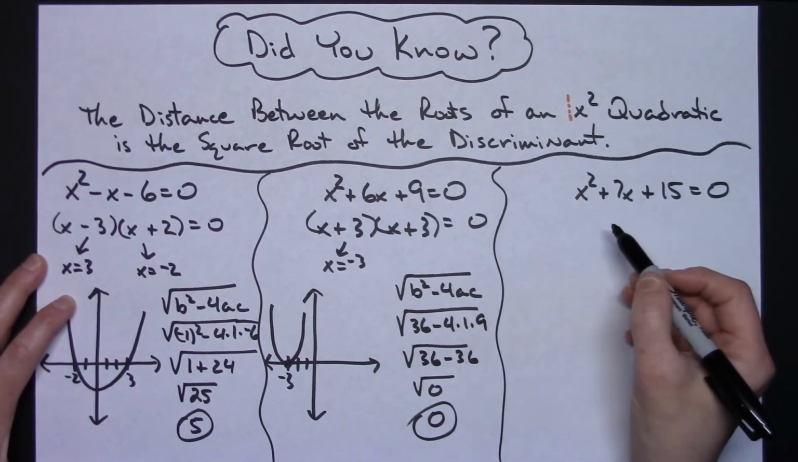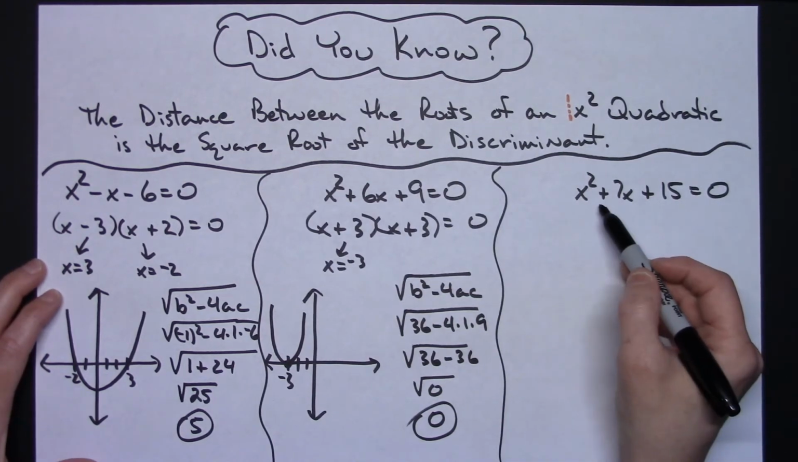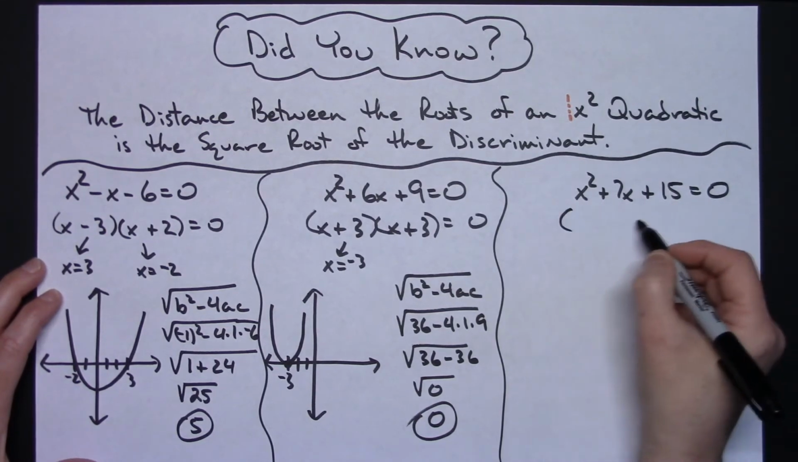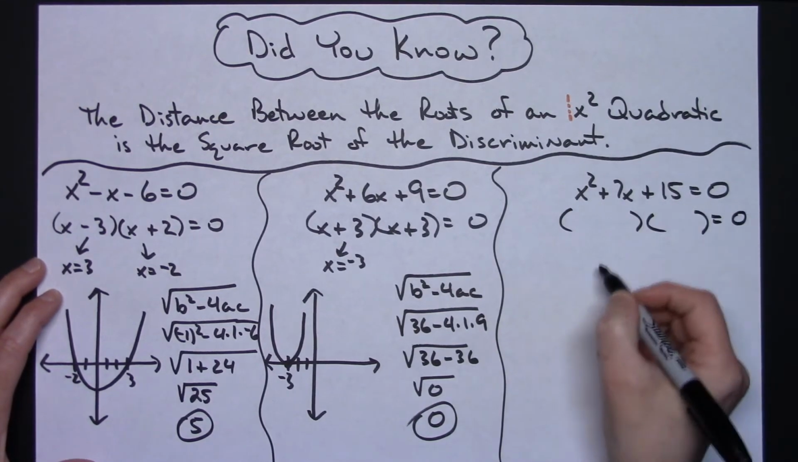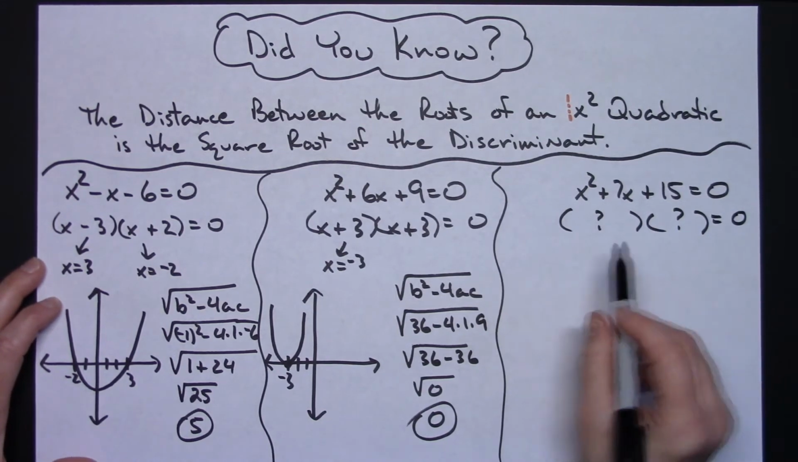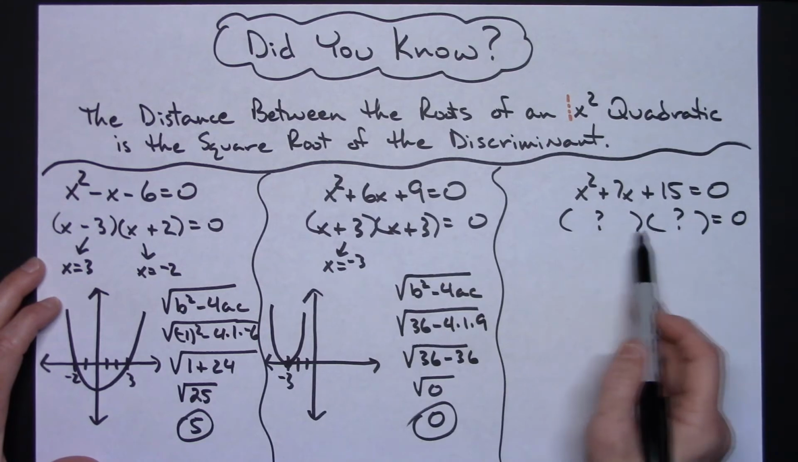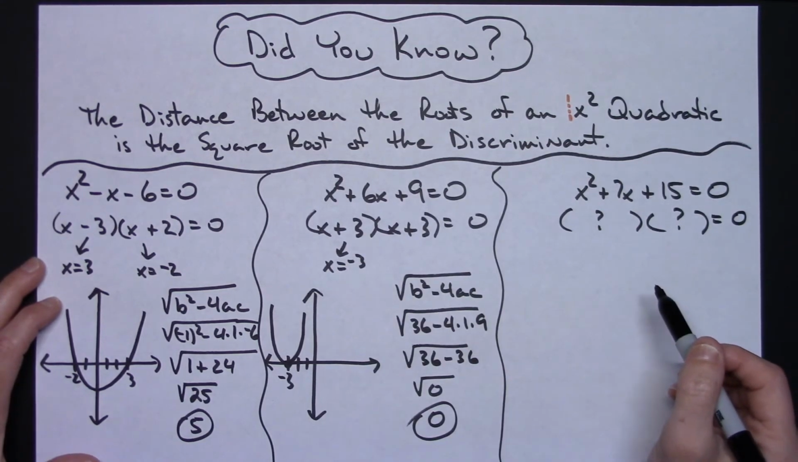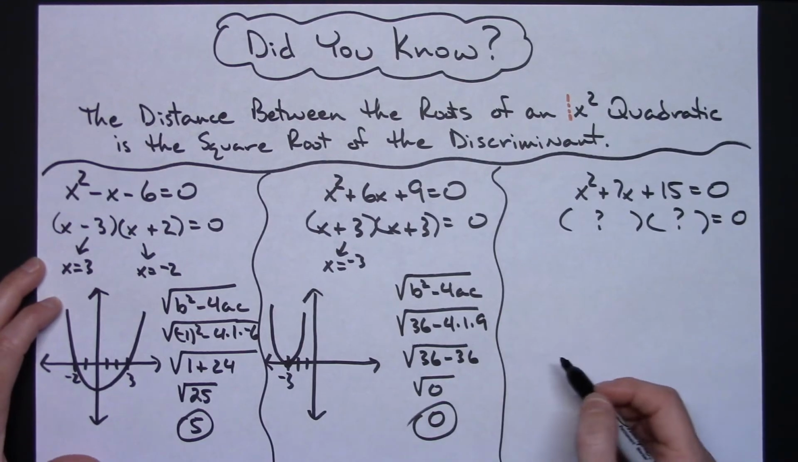Now let's take a look at our last example. We've got x squared plus 7x plus 15 equals 0. When I go to factor this one, it does not factor, which means one of two things. Either those roots are not integers, or those roots are imaginary. So let's just move on to our discriminant.